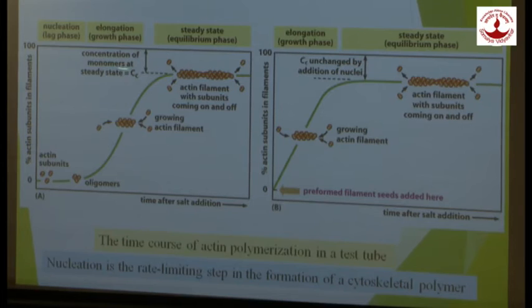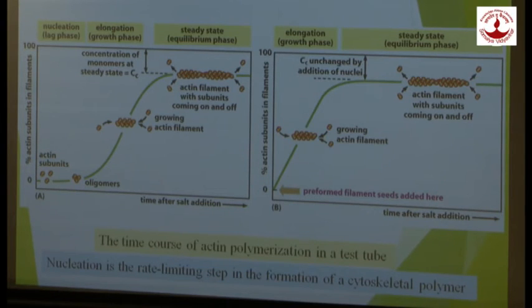So the concentration of monomers at steady state is C sub C, the critical concentration. Only at the critical concentration of actin monomers will you find that the filament is in equilibrium with the monomers in the suspension, or in the cell. So there are three phases.